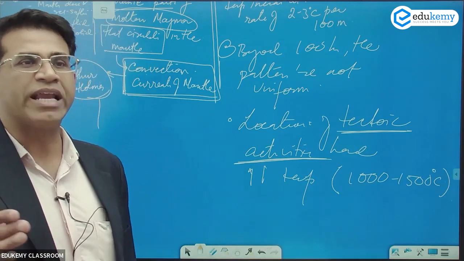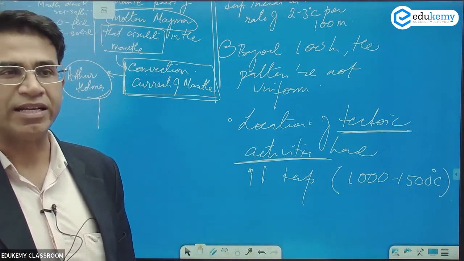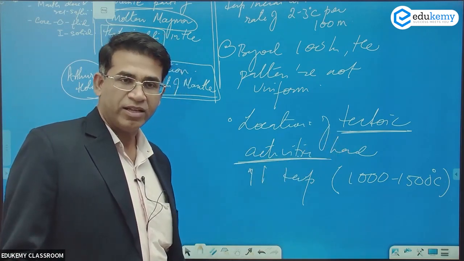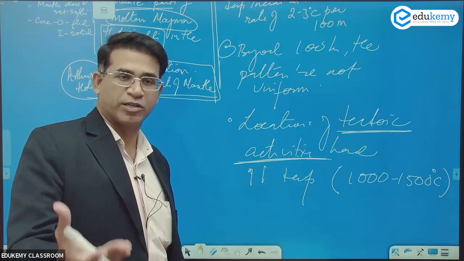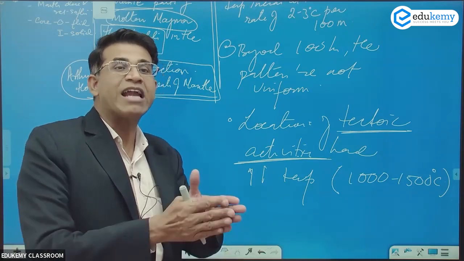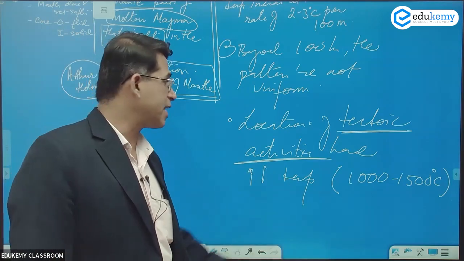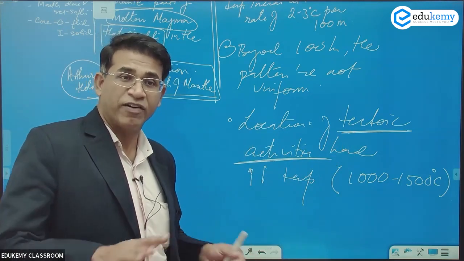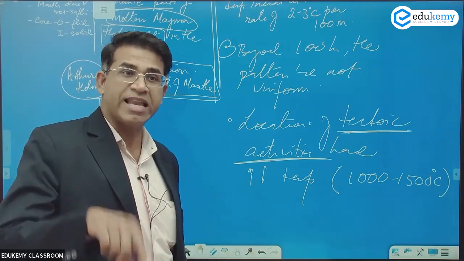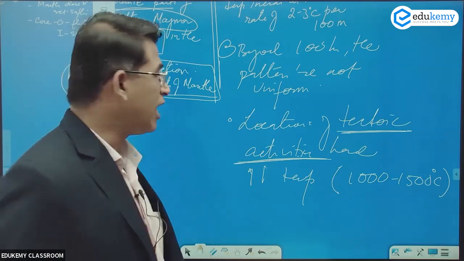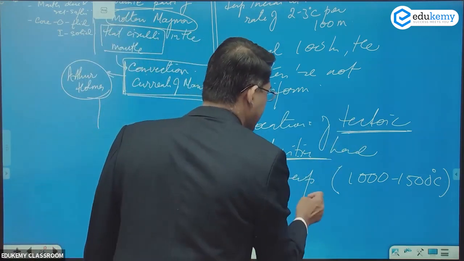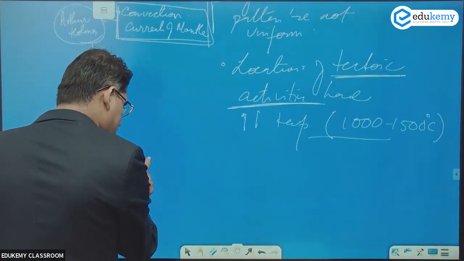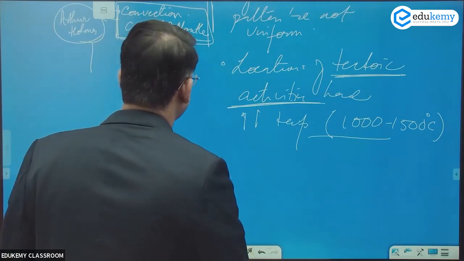Yes, those are areas of tectonic activities. Can you give me examples of some tectonic activities? Wherever we have volcanic eruptions, wherever we have some kind of rifting, the Himalayas are examples of tectonic activities. Exactly. Wherever there are earthquakes happening, that's an area of tectonic activity. So where there are tectonic activities, the temperatures are higher there. They can be approximately 1000 to 1500 degrees centigrade.